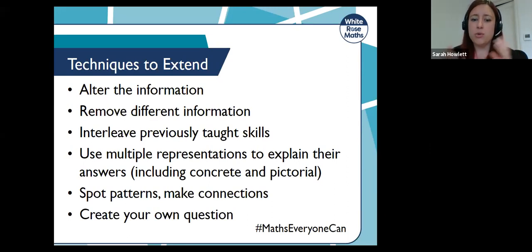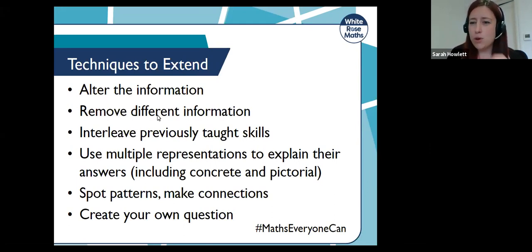These techniques, though, really do support our tagline and our mantra of maths everyone can. So we're not saying, oh, that group of children won't be able to do that question that everybody else is doing, so I'll give them something different. Actually, our thinking is, what can we do to really help the children access that question if they're struggling, or go deeper with that question if we think that actually they've understood it? And here are a few more techniques to be able to extend.